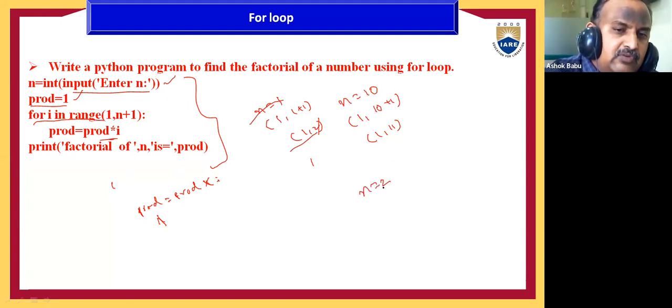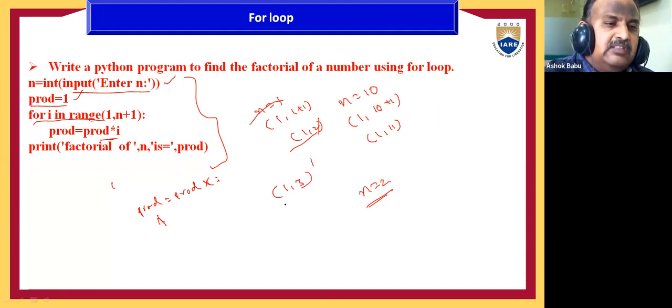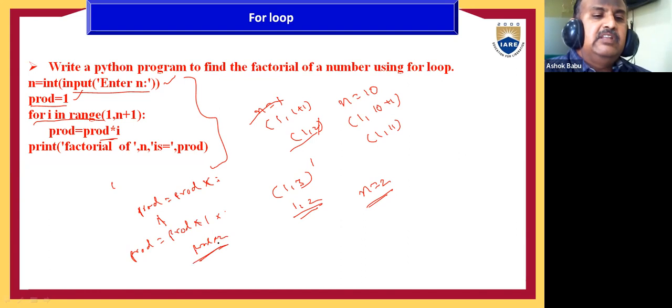When we assume n equal to 2, i is ranging from 1 to n plus 1, therefore i is ranging from 1 to 3. Therefore, i has the values 1 comma 2. Now the product equal to product into i value. First it will take the 1, then it will take the product into 2. Like that, it will take the next values up to n and it will print the values.